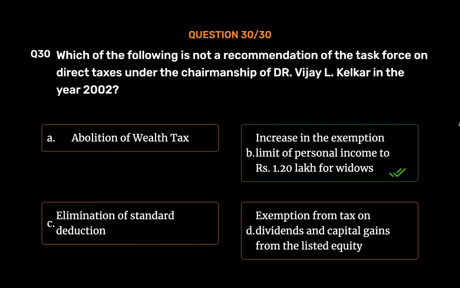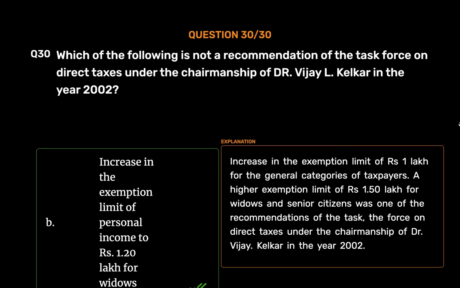Increase in the exemption limit of personal income to 1.20 lakh rupees for widows. Increase in the exemption limit of 1 lakh rupees for the general categories of taxpayers. A higher exemption limit of 1.50 lakh rupees for widows and senior citizens was one of the recommendations of the task force on direct taxes under the chairmanship of Dr. Vijay Kelkar in the year 2002.